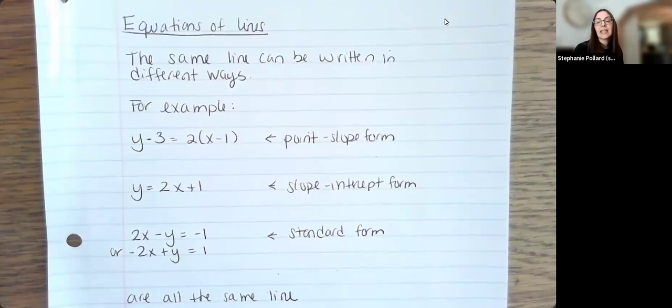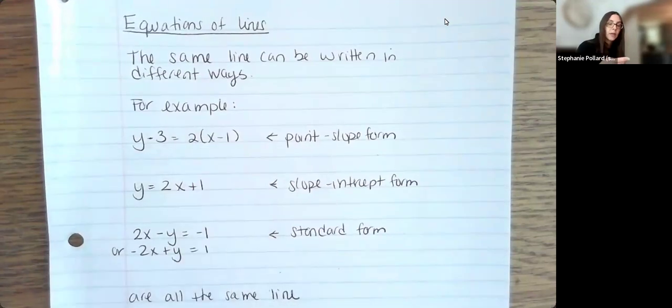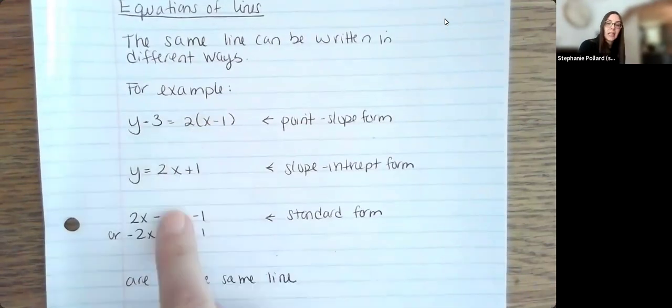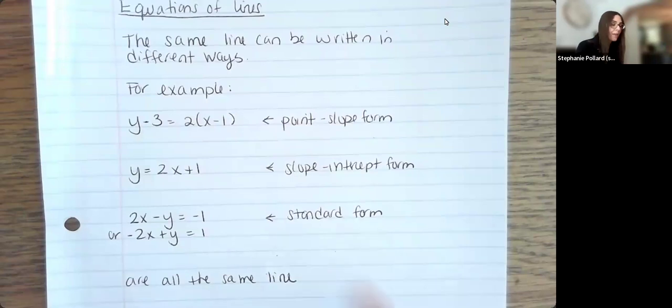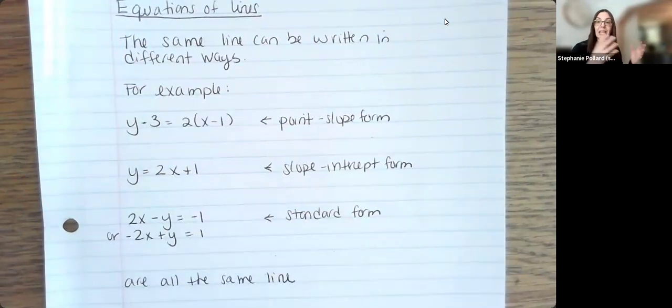And the interesting thing is that the same line can be written in all of these different forms. So for instance, in the example here, and I'll show you why in a minute, these are actually all the same line. If I were to graph each of these, I would get the same points on the line. It'd be the same exact graph, but they're written in different forms.